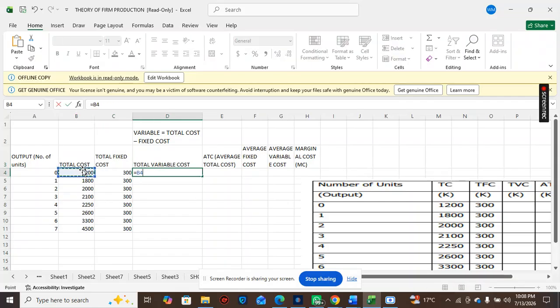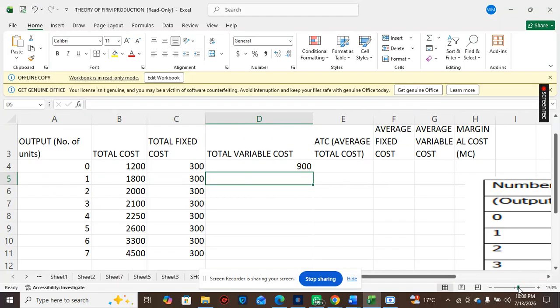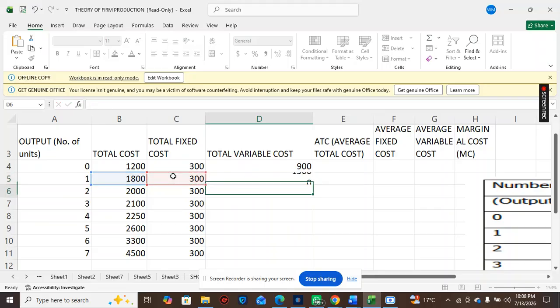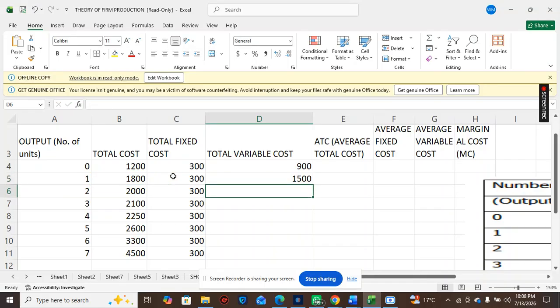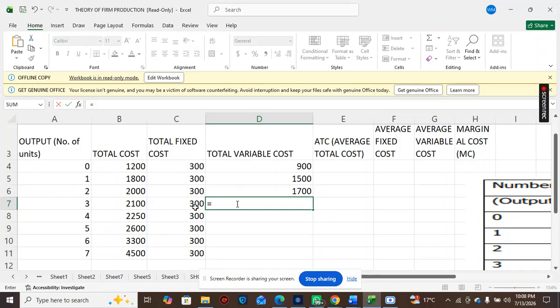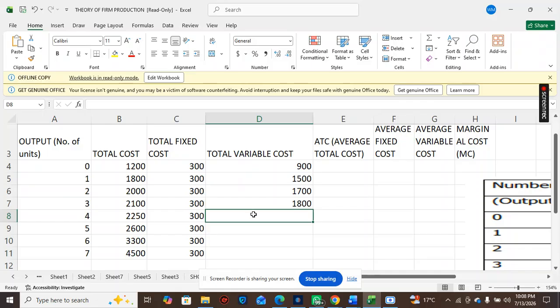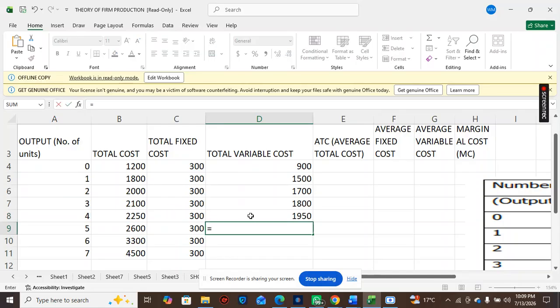So you say 1,200 minus 300. 900 is our total variable cost. You're going to say 1,800 minus 300. 1,500 is our variable cost. 2,000 minus 300. 1,700 is our variable cost. 2,100 minus 300. 1,800 is our variable cost. 2,250 minus 300. 1,950 is our variable cost.